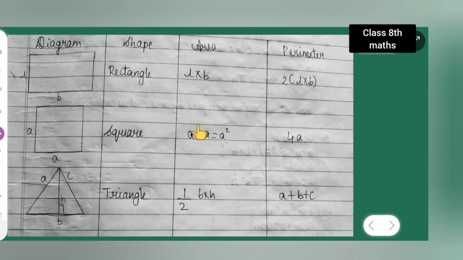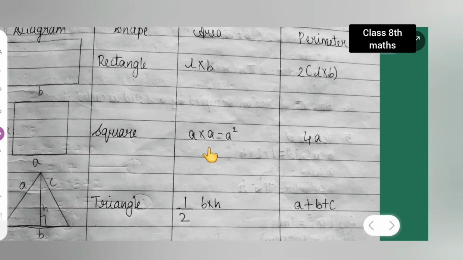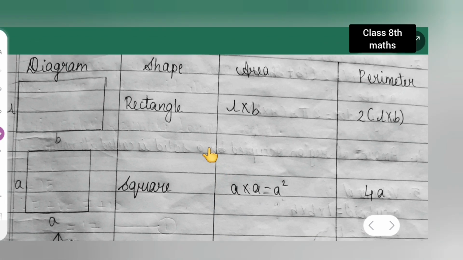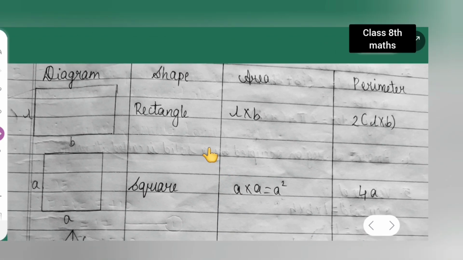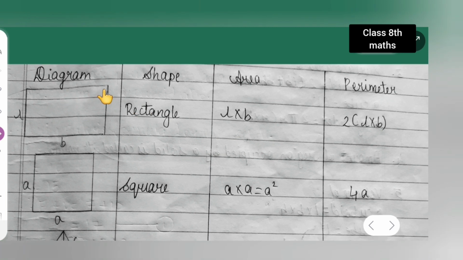Next, let us see. Here come the diagrams. Let me zoom in a bit so that you all can see it properly. Here is a diagram. It shows length into breadth. This is a rectangle. Now, what is the area? It is length multiplied by breadth. And let us see the perimeter of this rectangle. The perimeter of this rectangle is twice the bracket length plus breadth.